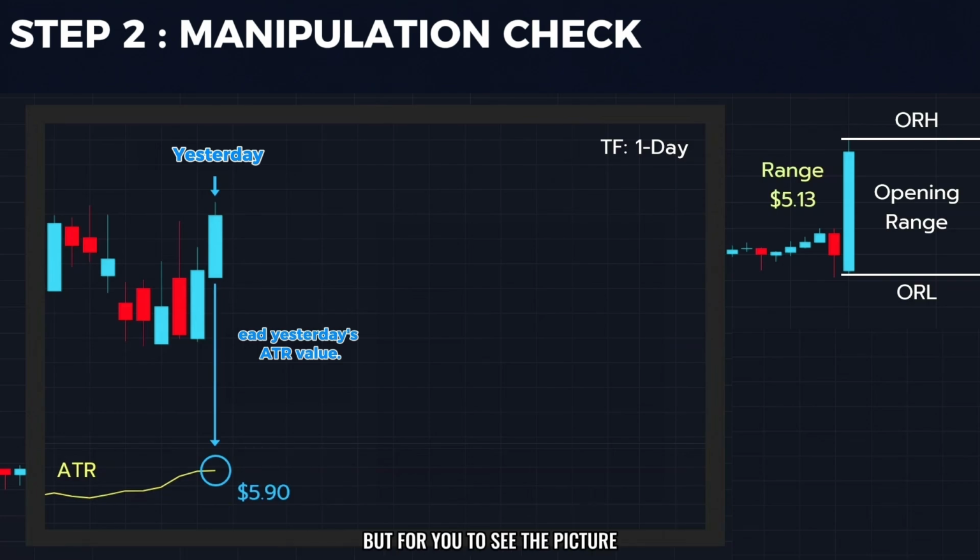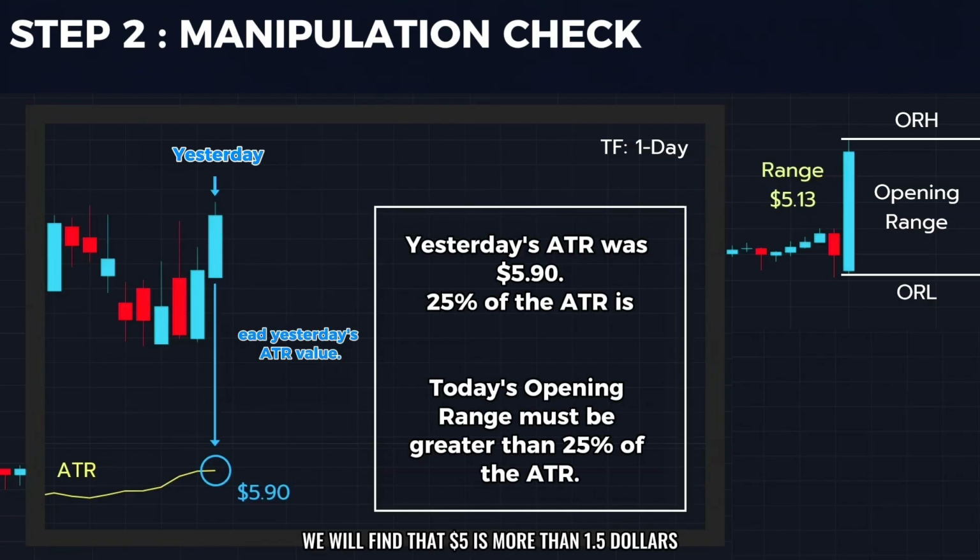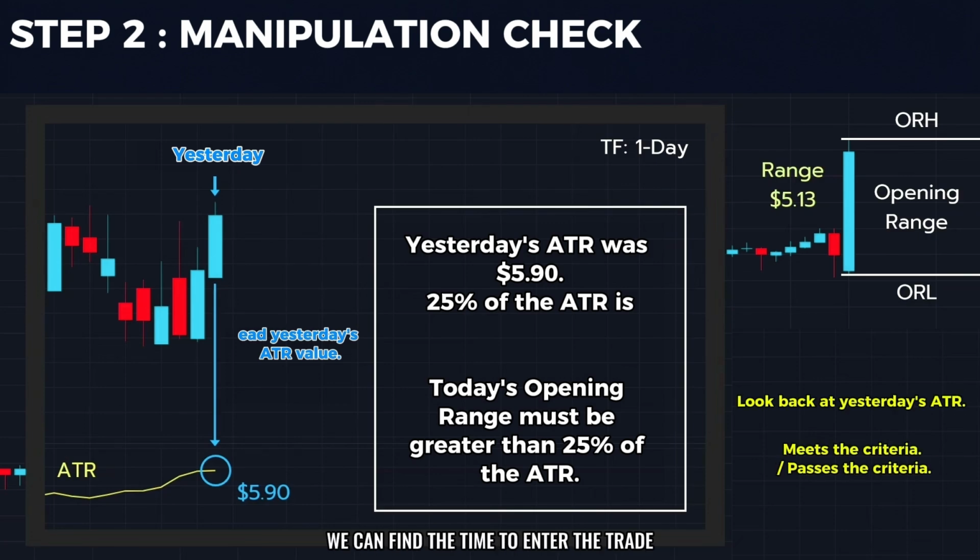But for you to see the picture, let me calculate a little bit. Yesterday's ATR, the blue one, was about $6. 25% of ATR, or 1 in 4, is about $1.5. Our gain said that today's opening range must be wider than 25% of ATR. After comparing, we find that $5 is more than $1.5. Therefore, today's yellow has more value than yesterday's blue. It is considered that it passes the gain, and we can find the time to enter the trade in the third step.